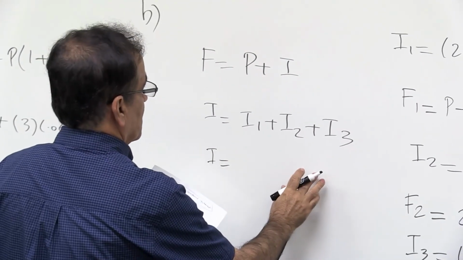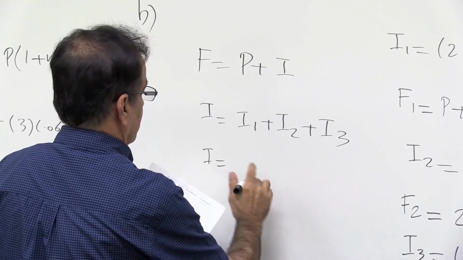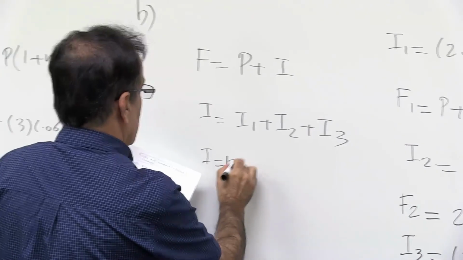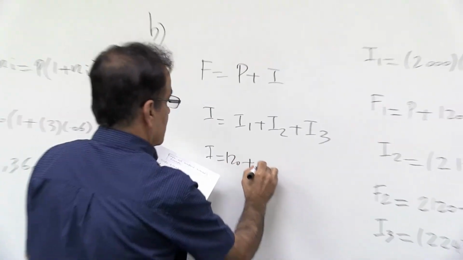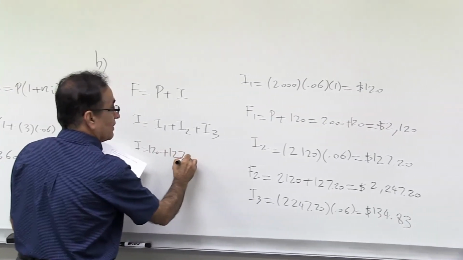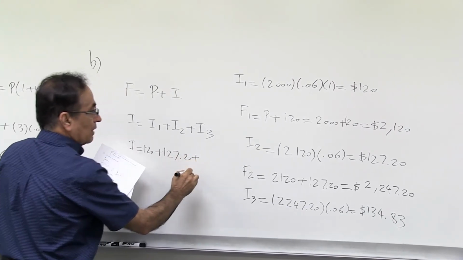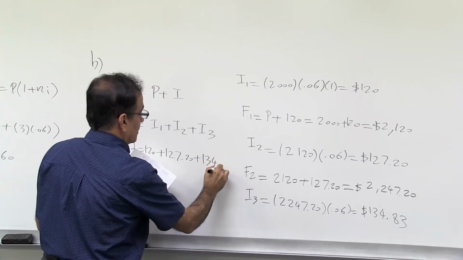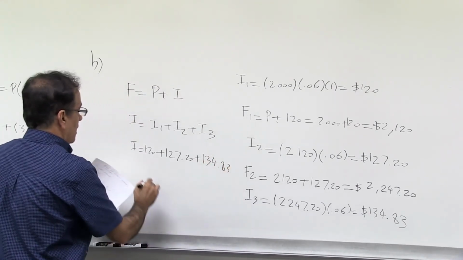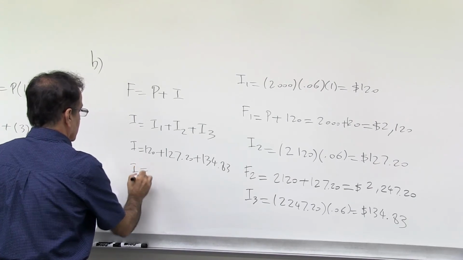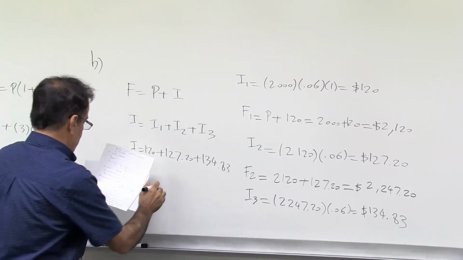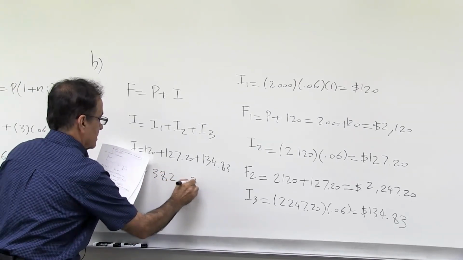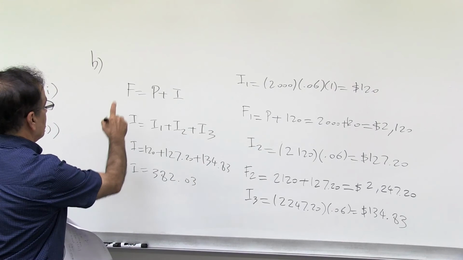Once we do this, we can find the I, the total amount of interest that you owe. So it's going to be the interest for the first period, which is $120, plus the interest for the second period, which is $127.20, plus the interest for the third period, which is $134.83. Now, if you add those, you're going to get total interest. This is going to be equal to $382.03.